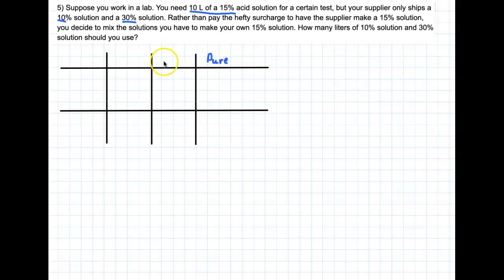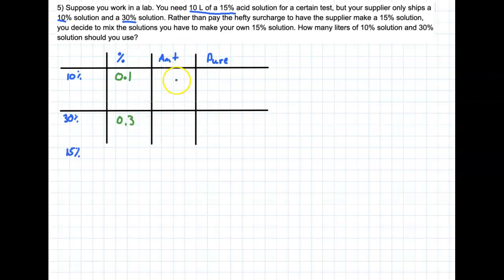So this is the amount, and this is the percent, I guess. So we've got the 10%, we've got the 30% right here, and we ultimately want to get 15%. That's what our goal is to get in the end. So let's see, this is just 0.1, right, 0.3.